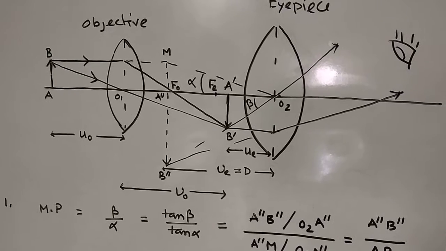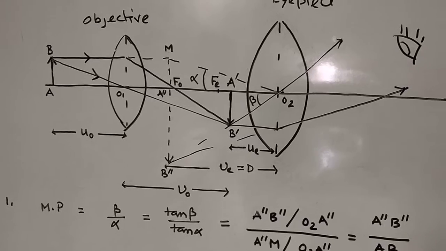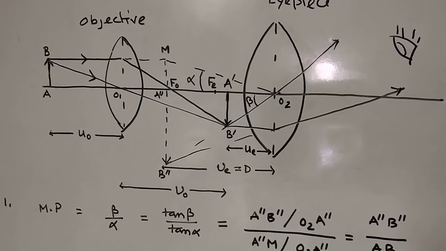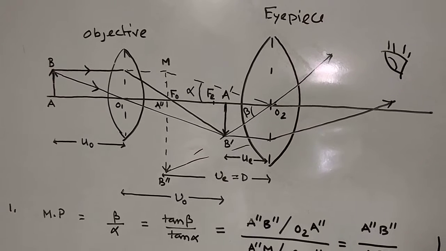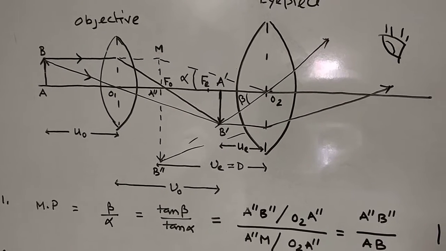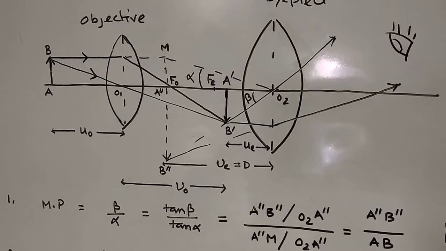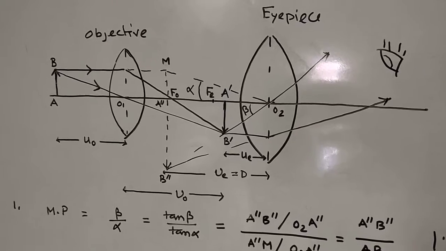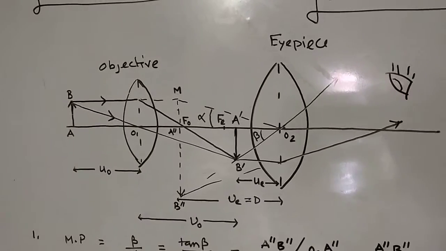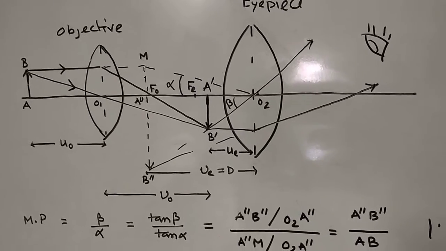Now this image is a little bit magnified compared to AB. This has to be magnified further, and for that there is an eyepiece. Now this A dash B dash is placed within the focus of the eyepiece, that is f suffix e, and that's why we are getting a further magnified image A double dash B double dash. Now you see this figure, two times magnification occurs for the object AB. That's why in a compound microscope we get a highly magnified image, and the final image is formed at the least distance of distinct vision, which we define as D.